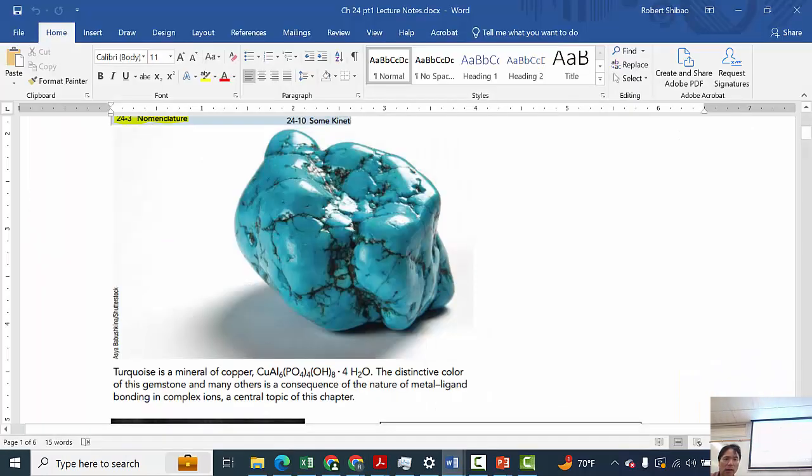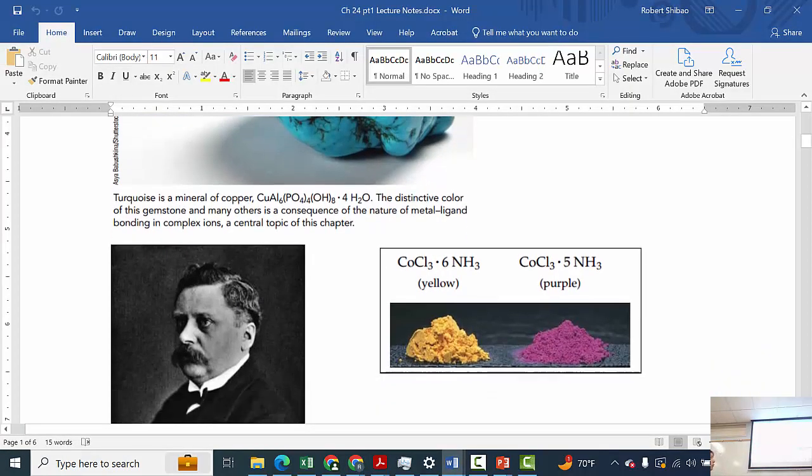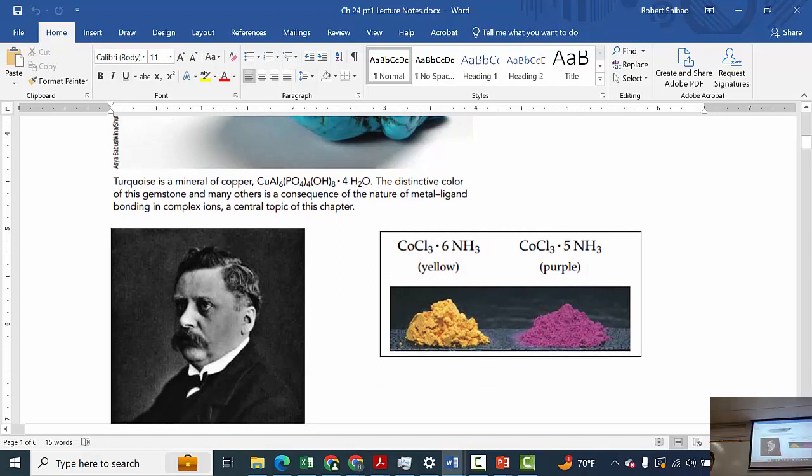Now, here, this is Werner. Werner won the Nobel Prize for elucidating these structures. But these are like hydrates here. This is cobalt(III) chloride hexaammine, CoCl3·6NH3. This is cobalt(III) chloride pentaammine. And we can fit different amounts.